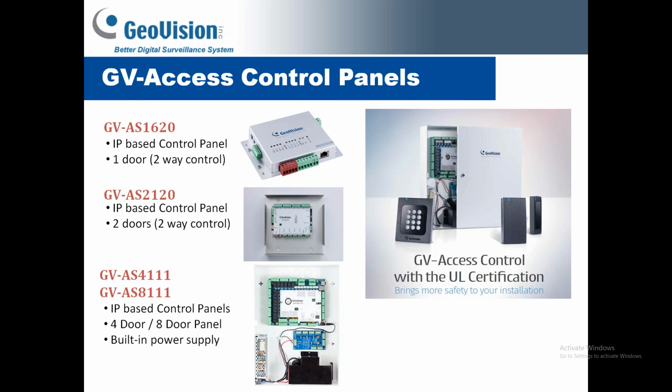A new model that we introduced just recently is the AS1620. This is a single door IP-based panel. We do also have the 2120, which can do 2 or 4 doors, the 4111 and the 8111, which are a 4 and 8 door panel. GeoVision access control panels can support both GeoVision readers and third-party readers that are 26 through 64-bit Wiegand. So if you're using, say, existing readers, you are able to bring those into these panels, and then you can integrate with our video for an access control video integration solution.